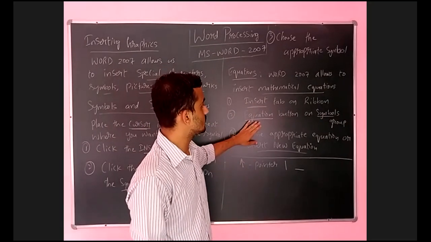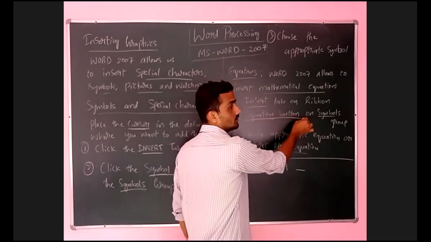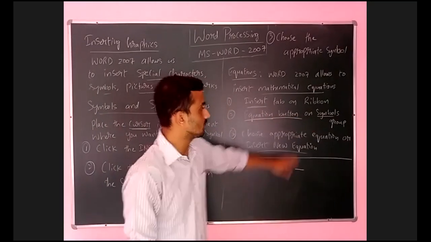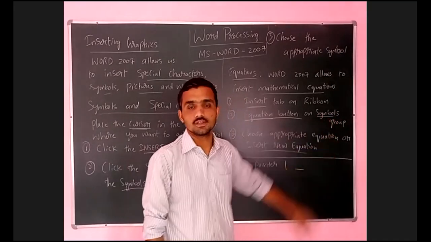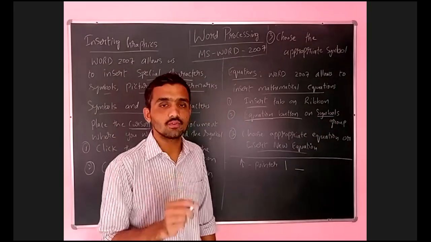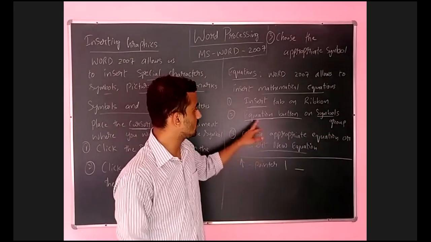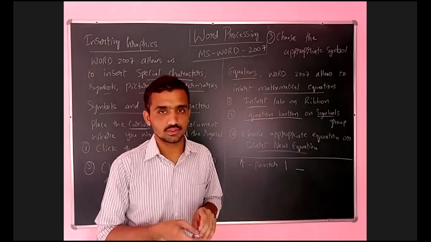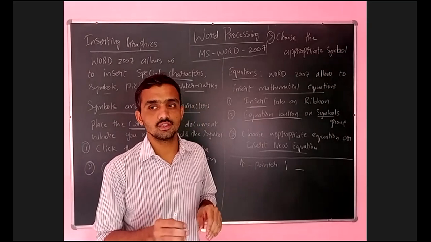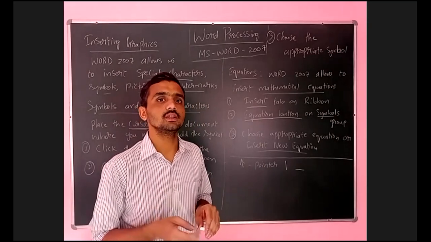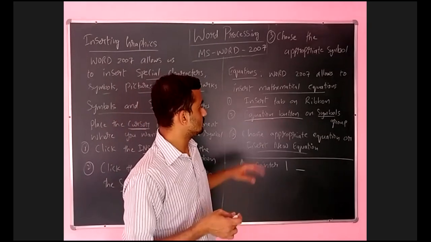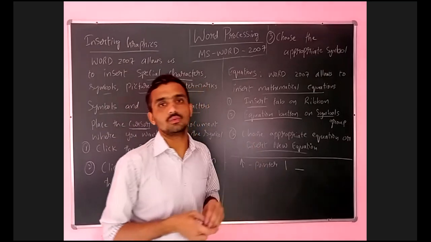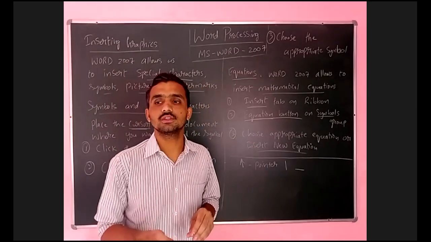Then in the insert tab, we have to go for the equation button. Okay, that is symbols group. In symbols group only it is present: symbols button as well as equation button. So if you click on equation button, then you can choose the appropriate equation, or you can add a new equation. If the equation is not present in the application, you can add a new equation. Okay. So in this way we can do it. Now we can see practically how it works. Okay, so I will share this quickly.